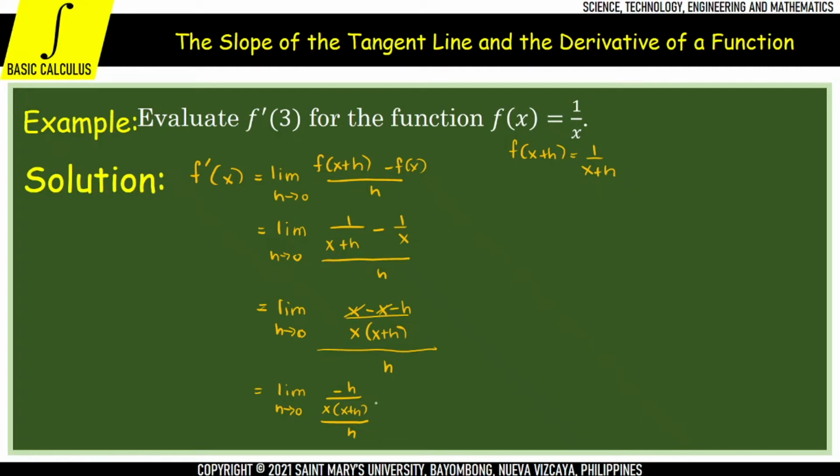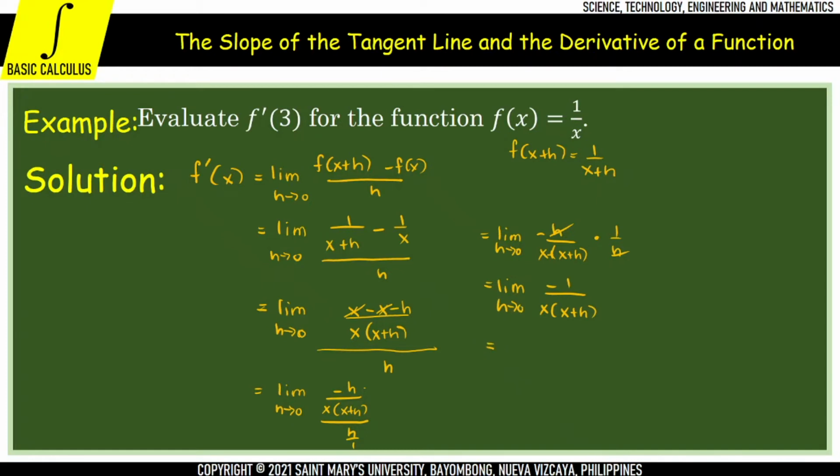Okay, next, we can now simplify. So numerator, that's over 1, by getting the reciprocal and changing the operation. So this is division, gawin nating multiplication. So we copy the fraction in our numerator. So we have negative h all over x times x plus h multiplied by the reciprocal, which is 1 all over h, as h approaches 0. Next, we can now cancel. So that is equal to the limit of negative 1 all over x multiplied by x plus h as h approaches 0.